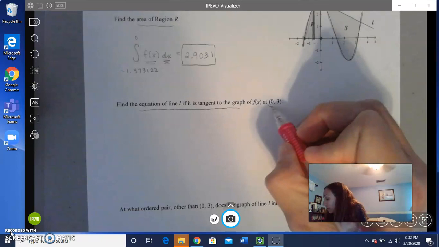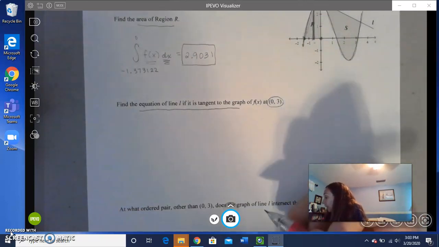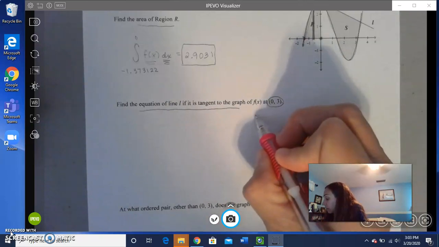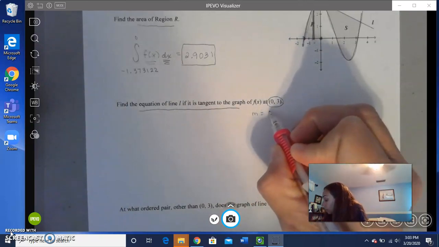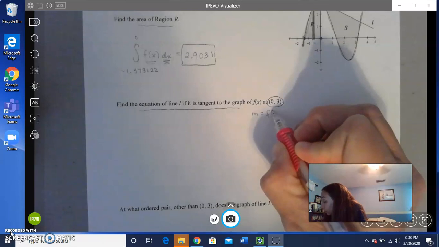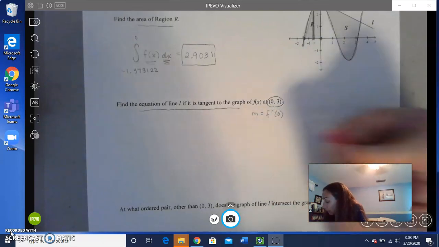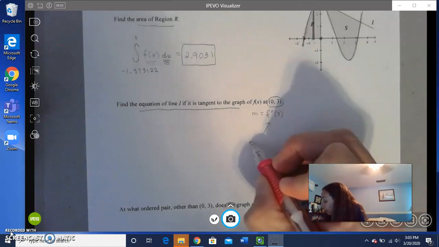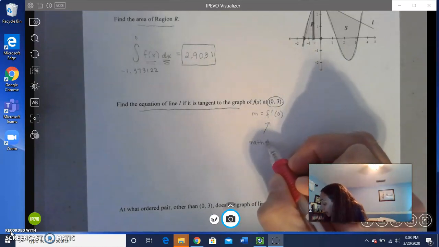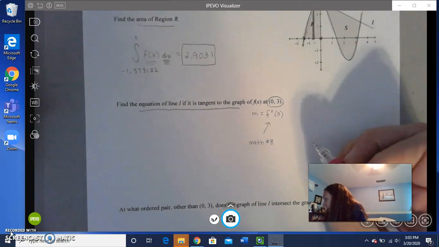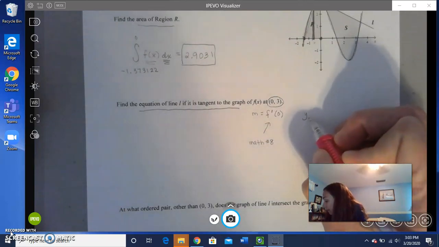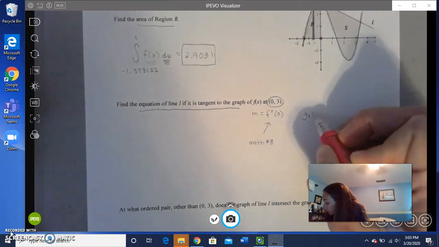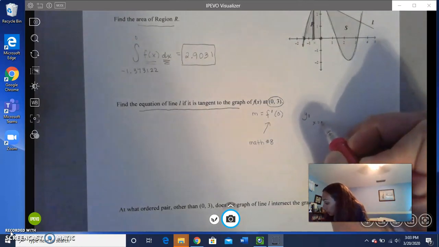Okay, well, they already gave us the point, and if you recall from today's FRQ, in addition to a point to write the equation of a tangent line, you also need the slope. Well, the slope is going to be the derivative of the function at that x value. On the calculator, I can do that really simply. If I use math, option number 8, that gets me the derivative, and I can find then the derivative of y1 evaluated at x equals 0, right?